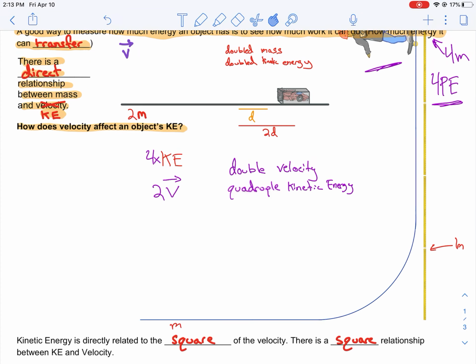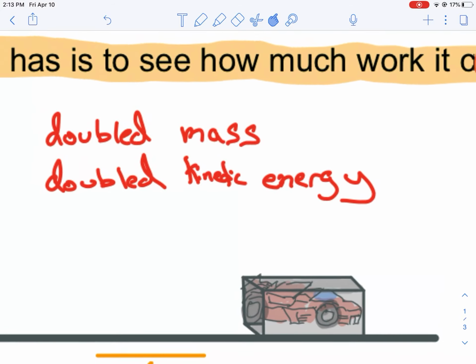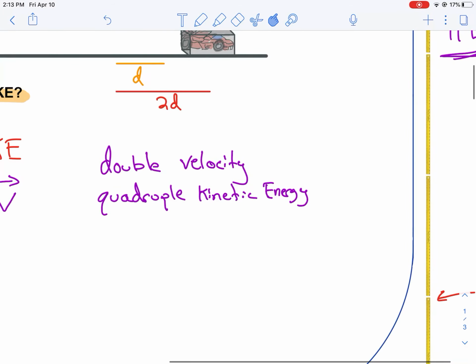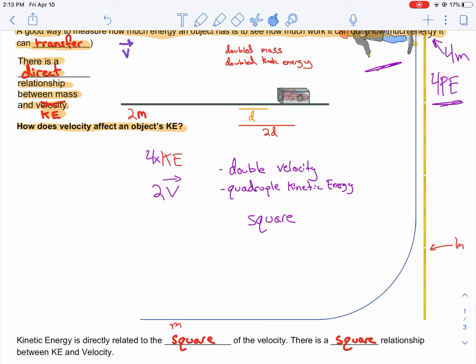Oh my goodness, folks. That is a new relationship. That is not what we saw there. That's not a direct relationship. This is something called a square relationship.